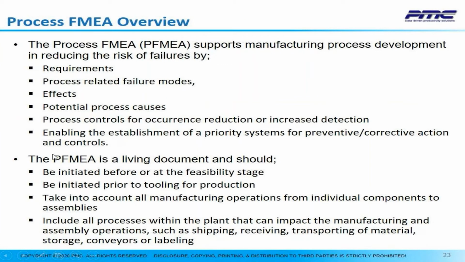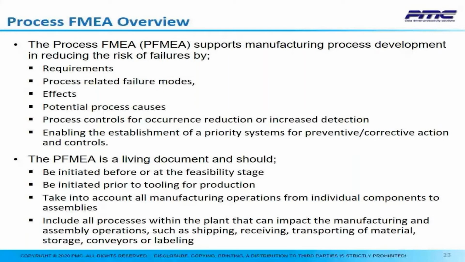Okay, that's what I want to talk about for DFMEA. Let's get on to Process FMEA. A quick overview. The PFMEA supports manufacturing process development in reducing the risk of failures by identifying and evaluating the process requirements, identifying and evaluating potential process related failure modes, the effects of the potential failures on the process and the customer, identifying the potential manufacturing or assembly process causes, and identifying the process variables on which to focus process controls for occurrence reduction or increased detection of the failure conditions.